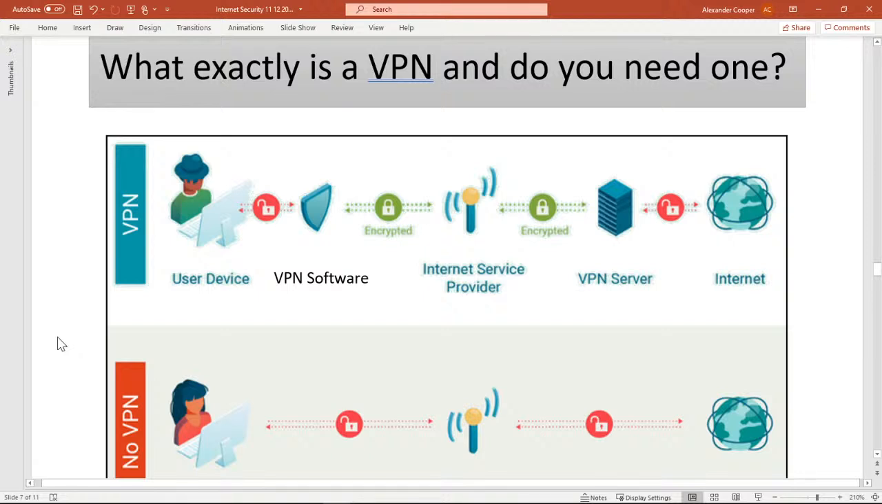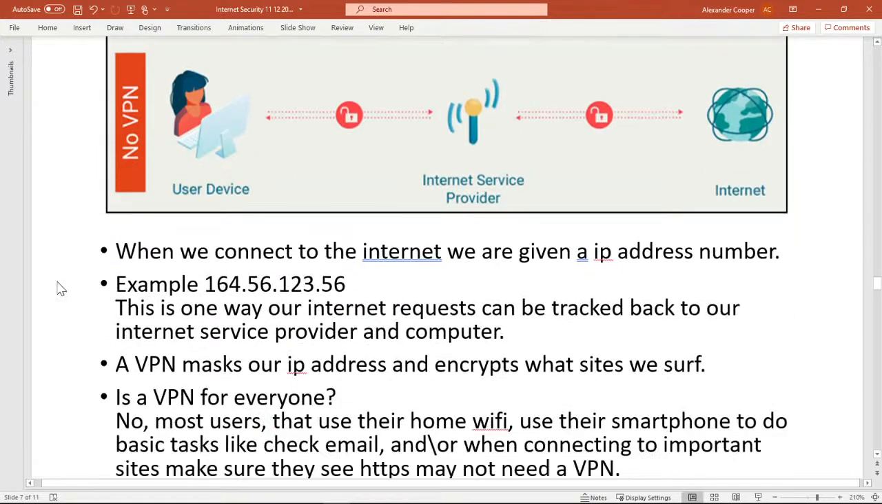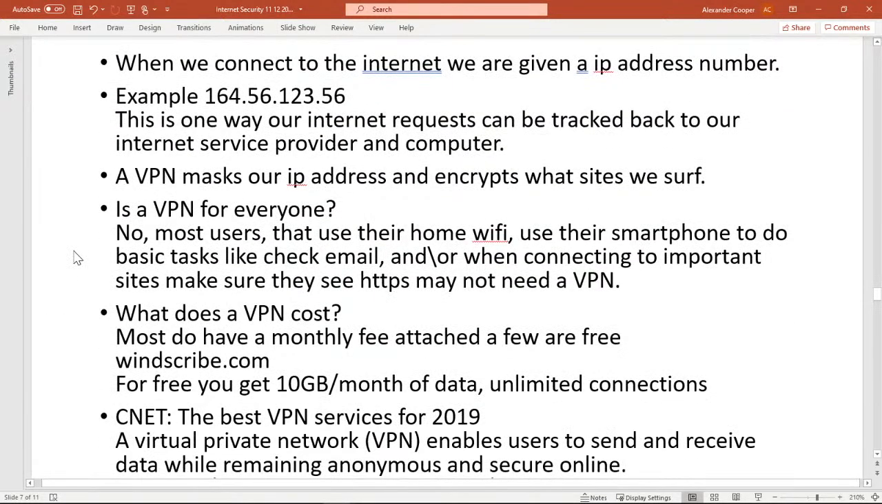Okay, so what exactly is a VPN and do I need one? Let's talk about this and we'll go back up to our chart. When we connect to the internet, we are given an IP address, a whole bunch of numbers. This is one way our internet requests can be tracked by our internet service provider and computer. This is the way it normally keeps track of which computer asked for what website.